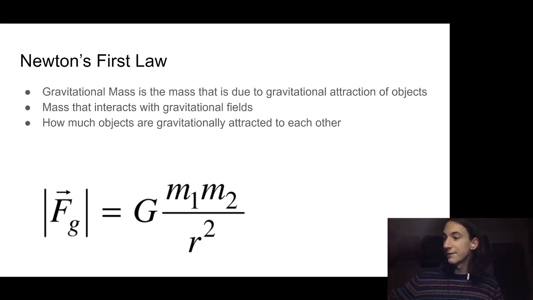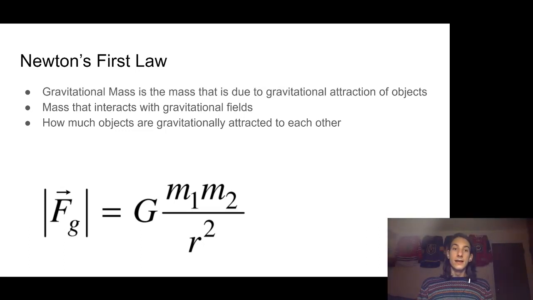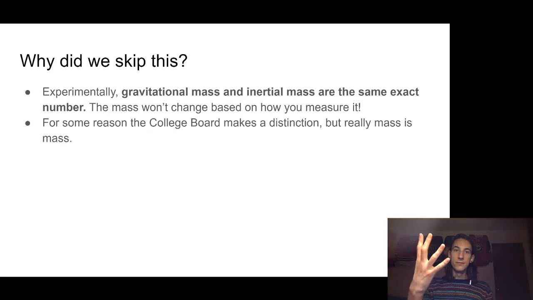But so there's this gravitational attraction because of this mass, and that's really what we're looking at when we talk about gravitational mass. So how it interacts with gravitational fields. And so, why did we skip this? Because experimentally, if you were going to do an experiment, there would be no difference between gravitational mass and inertial mass. They're the exact same number. So it doesn't change based on how you measure it.